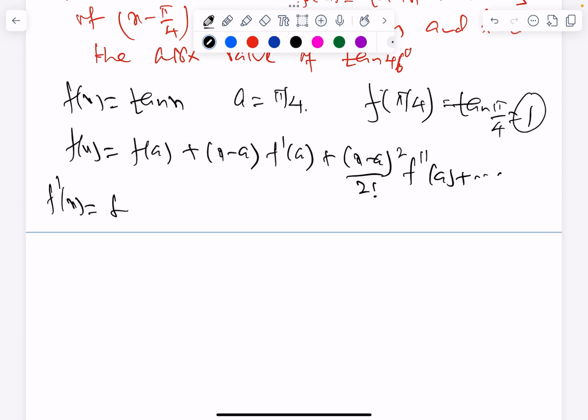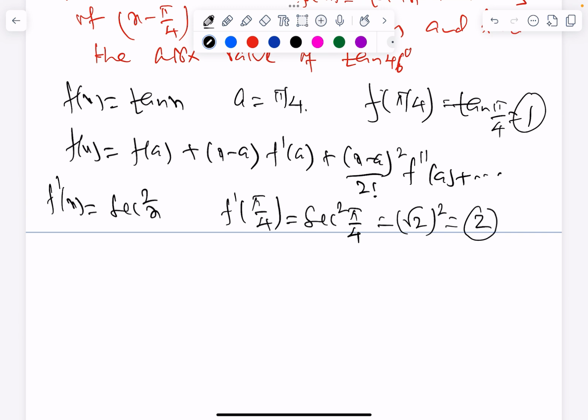f dash x, we know the derivative of tan x is sec square x. f dash pi by 4, that is sec square pi by 4. Sec pi by 4 is root 2 and its square, so that is 2.